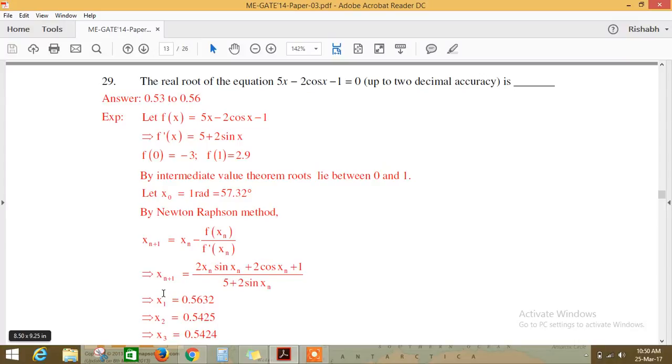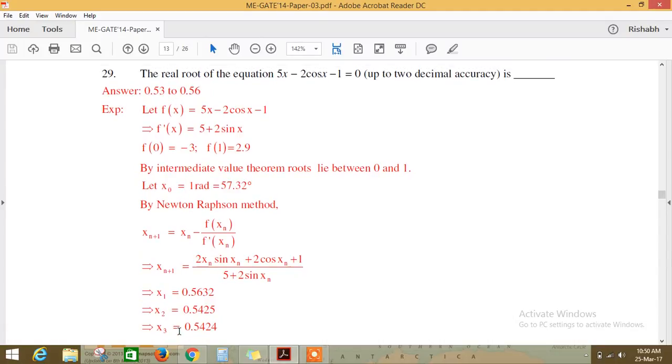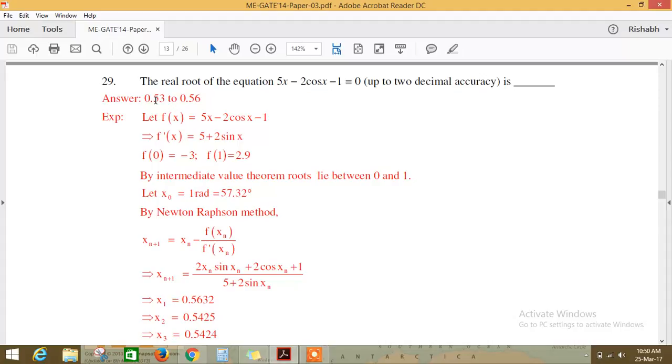Substituting n equals 0, meaning x naught is 1 radian, you will get x1, x2, x3 in this way. The range given in the answer sheet was 0.53 to 0.56. Any answer in it is correct, since after every iteration it proceeds towards the exact root. These are the approximate roots. So this is the answer.